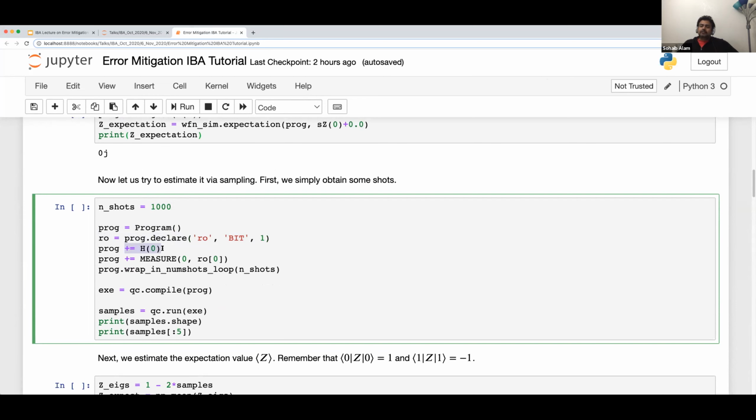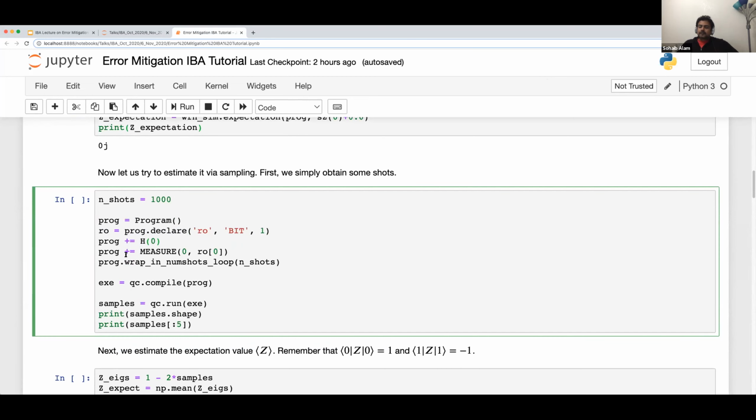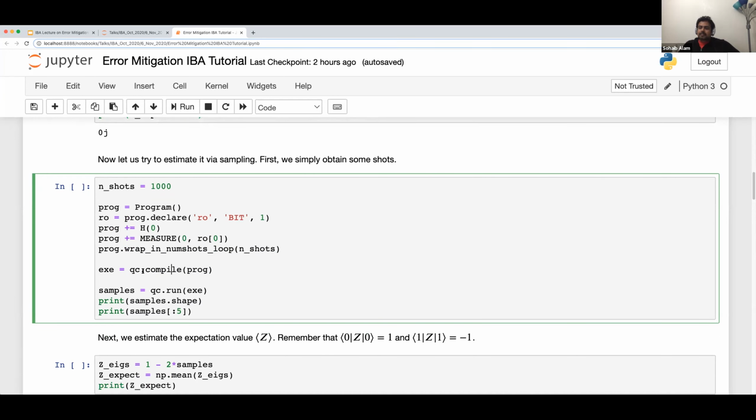And I carry out the Hadamard gate on qubit 0. This is basically just saying: measure qubit 0 and place it in the 0th part of this readout array RO. Okay, that's all it's saying. Then the wrap-in-num-shots loop is just a wrapper that says this program should be carried out a total of 1,000 shots. Now I just compile it to my quantum computer and produce an executable.